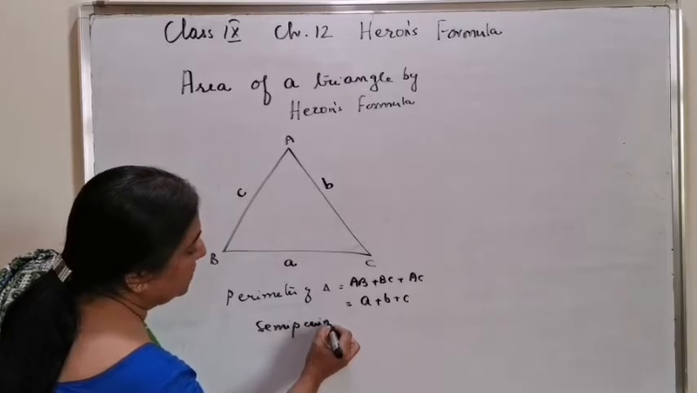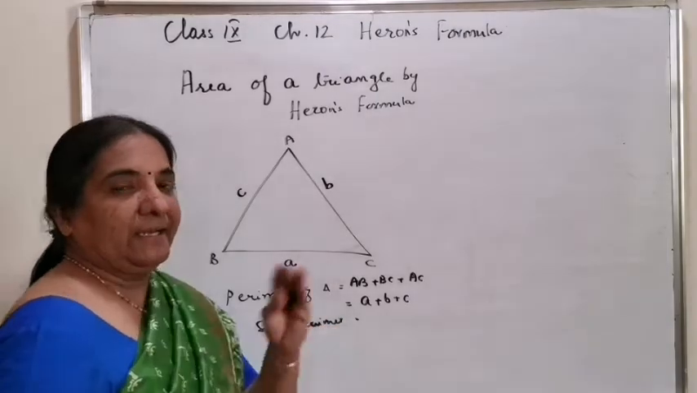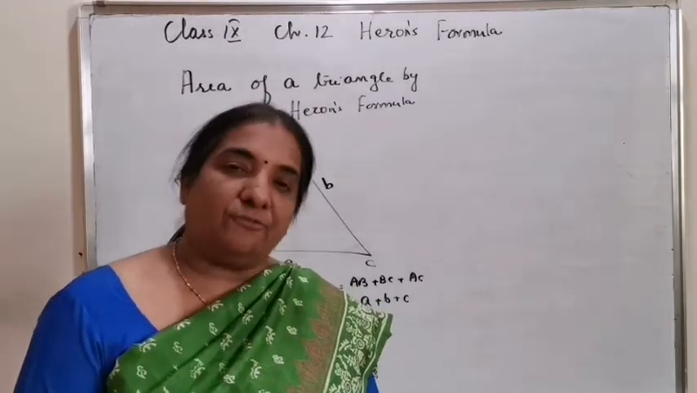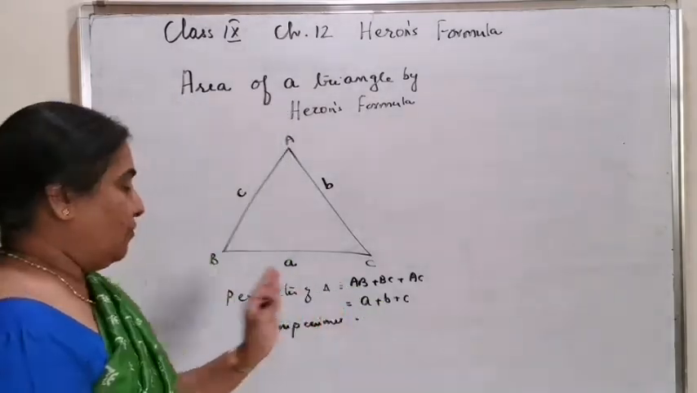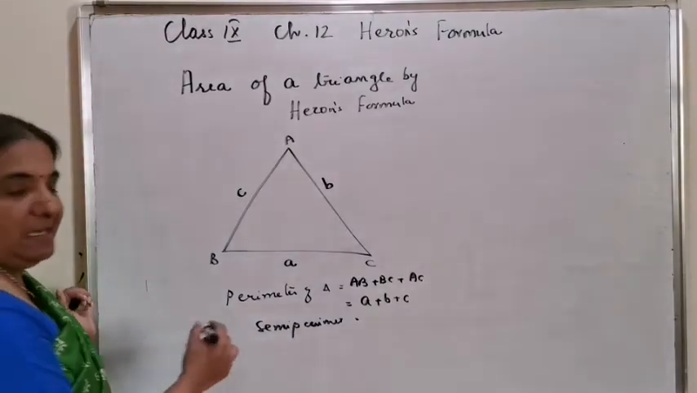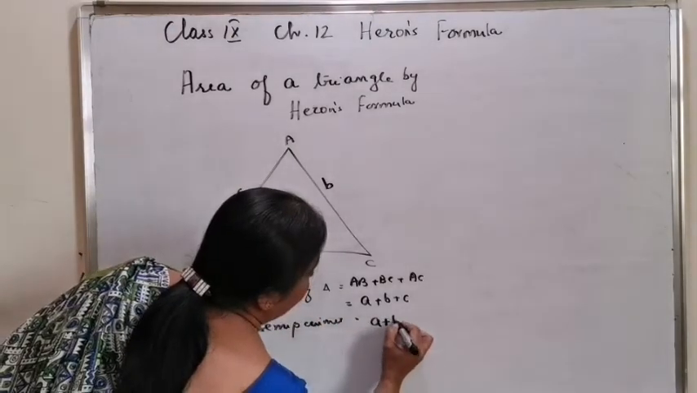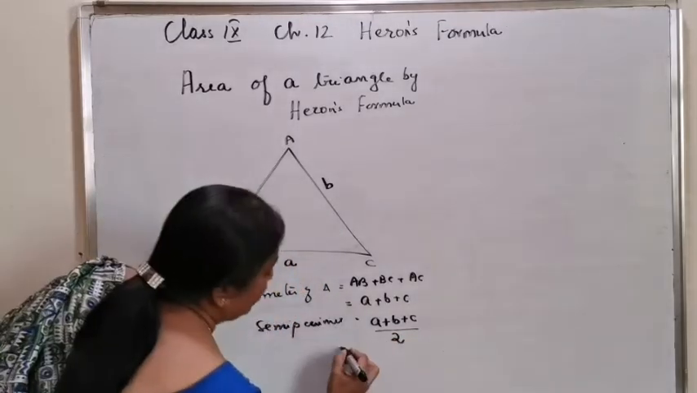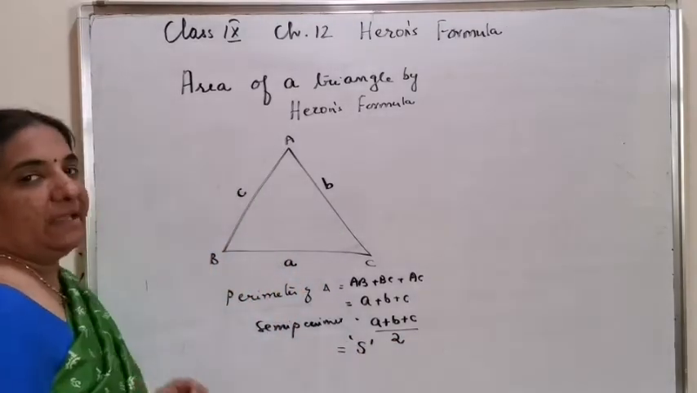What is the meaning of the word semi-perimeter? The word semi you can connect with a circle and a semicircle. That means it is half of any figure. So semi-perimeter is half of (a plus b plus c), or (a plus b plus c) by 2, and we call it letter S.